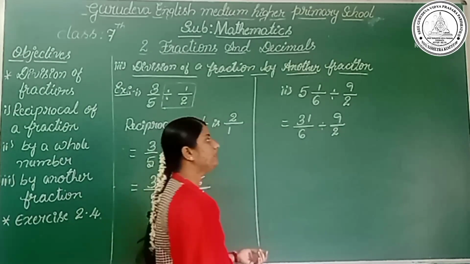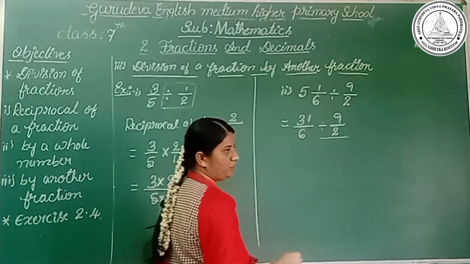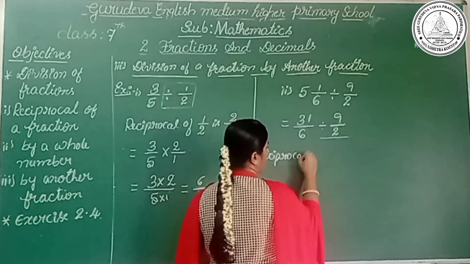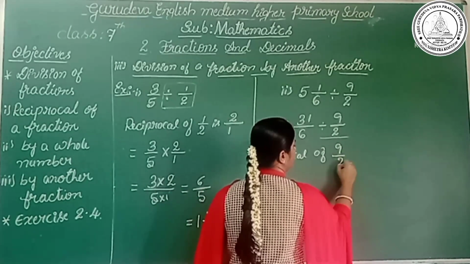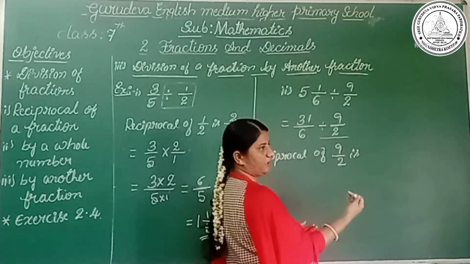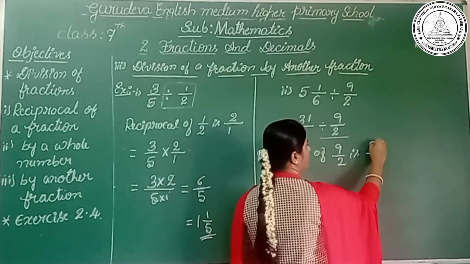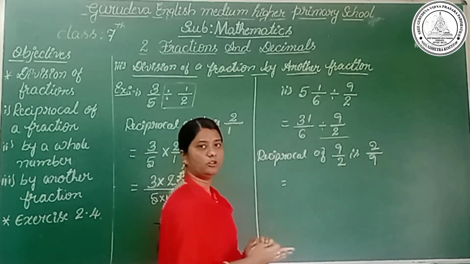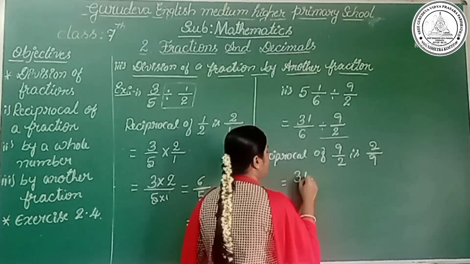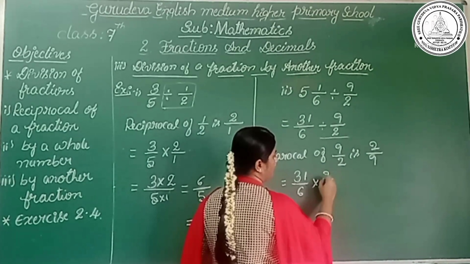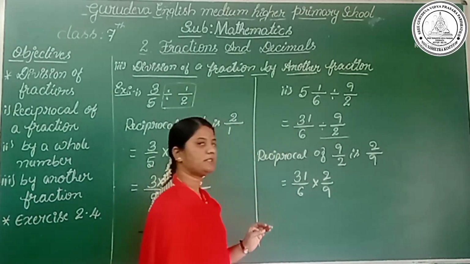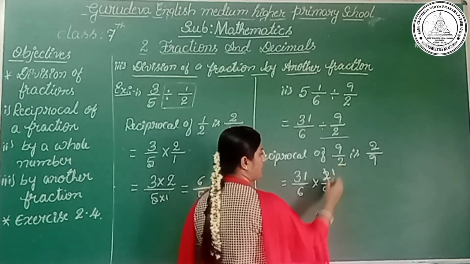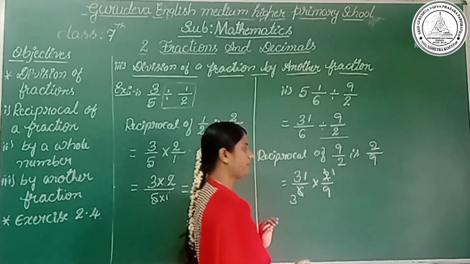Okay. So now you have to take the reciprocal of 9 by 2. Reciprocal of 9 by 2 is, change the numerator to the denominator and the denominator to the numerator, it is 2 by 9. Then after that the division sign changes into a multiplication sign. So 31 divided by 6 into 2 by 9. Once you check if there is any cancellation, you may cancel here. So I will cancel here 2 1s are 2 and 2 3s are 6.